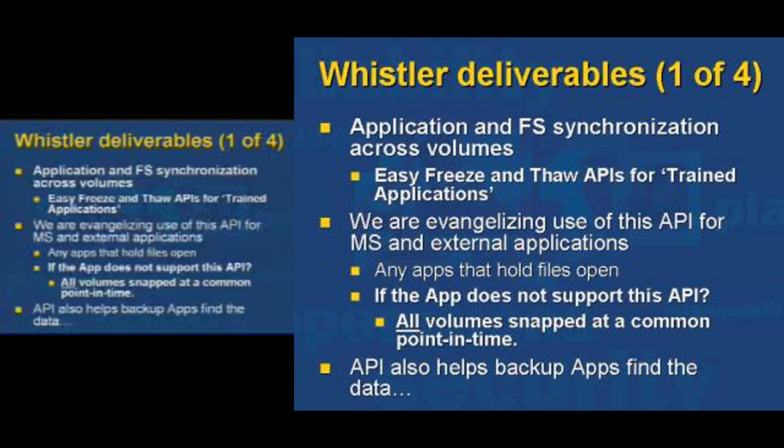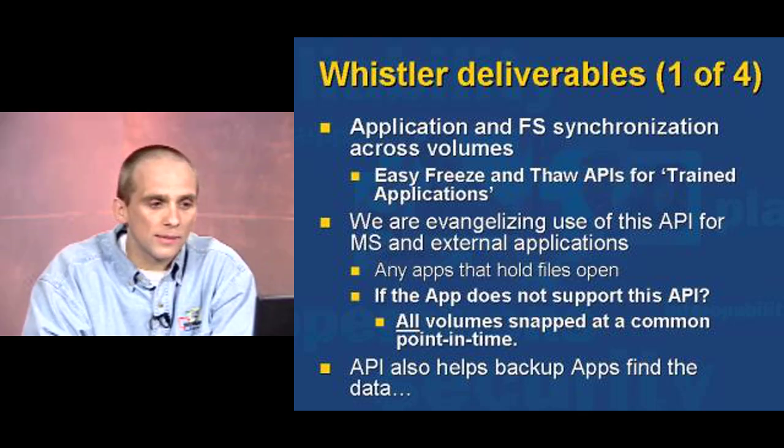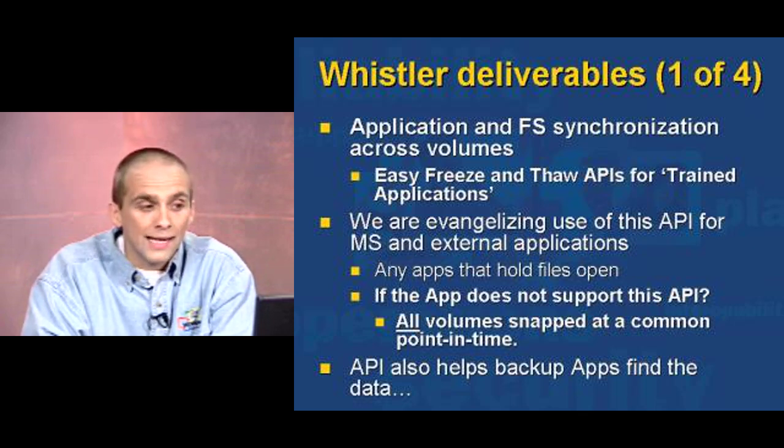There are really 4 sets of deliverables in Whistler. One very important one is that we have a level of application and file system synchronization across volumes. There are 2 elements of this. One part was Lovelace, which I described before. Another part is that we have these freeze and thaw APIs we're exposing for applications so that they can participate in the moment of snapshot.